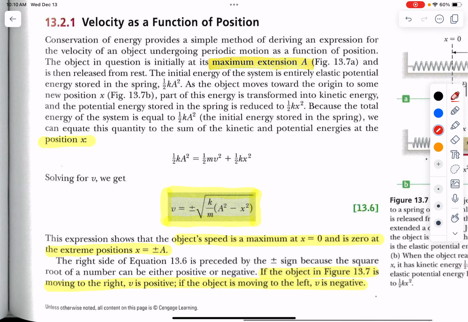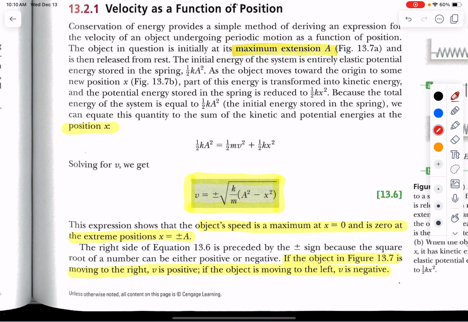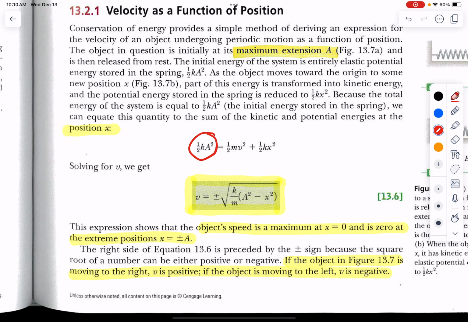We can also talk about velocity as a function of position, where we can say that all the energy stored in my spring is going to be converted into energy of motion of whatever the mass is, the object that has compressed the spring, plus the energy that is stored in the spring. And we can solve this equation for v, which is what we get right here. Keep in mind that A right here is your maximum possible compression or extension, elongation, and x is the actual at any point in time, while the object, the mass, whatever it is, is in contact with the spring.